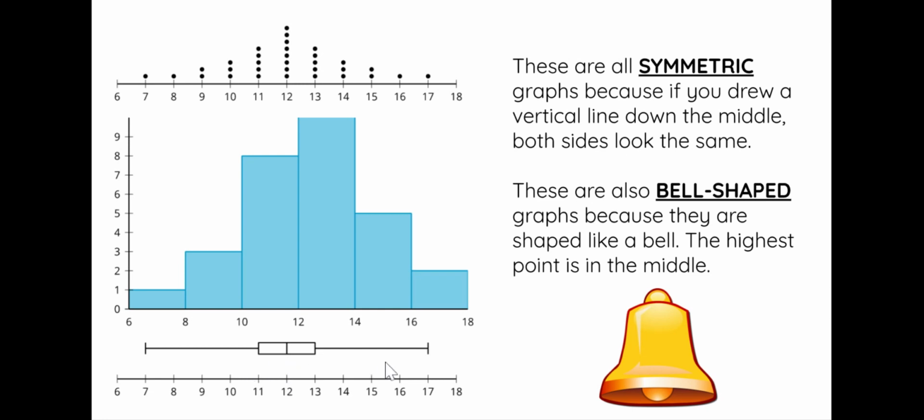We also say these graphs are bell-shaped because they're shaped like a bell. So take a look at this bell right here. We see that the bell starts out low, goes high in the middle, and then comes low again. We can see that in the dot plot where we start low, we come high at 12, which is our mode, and then we come low again as we head further down the line. Same thing with the histogram. We start low, the middle is the highest point, and then we come low again. It's pretty challenging to see this in the box plot, so we really talk about bell-shaped with histograms and dot plots.